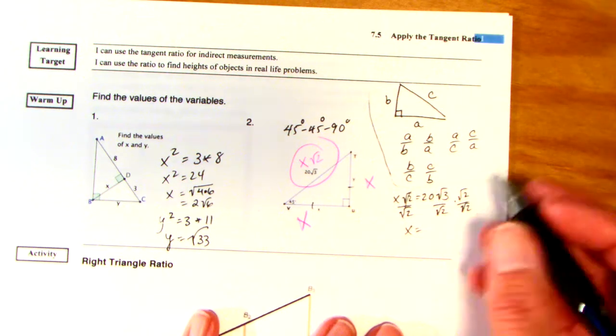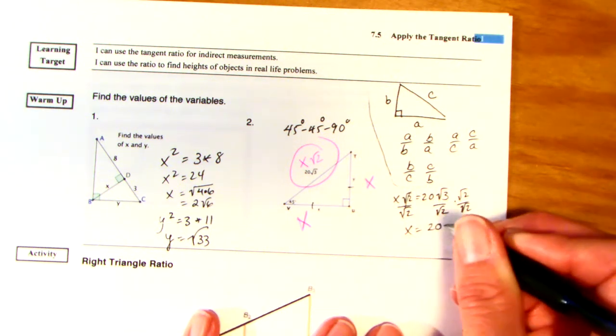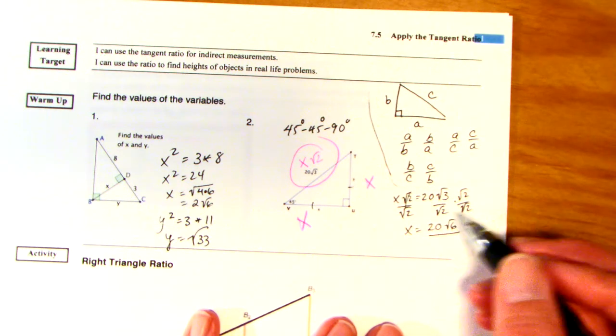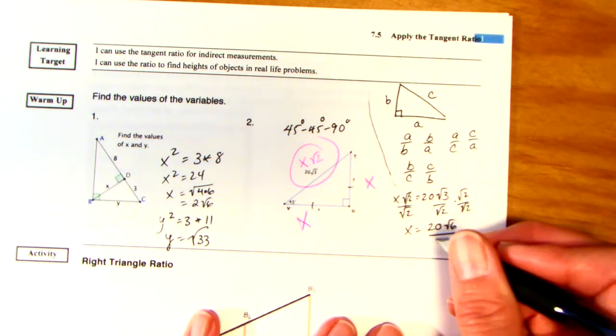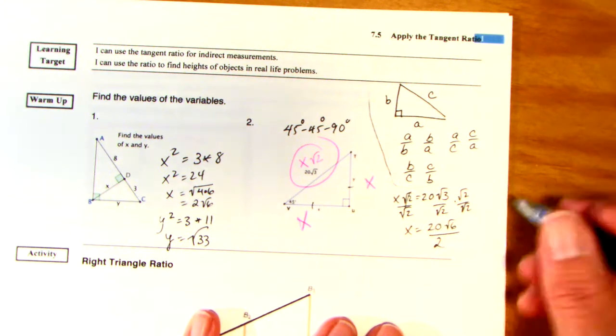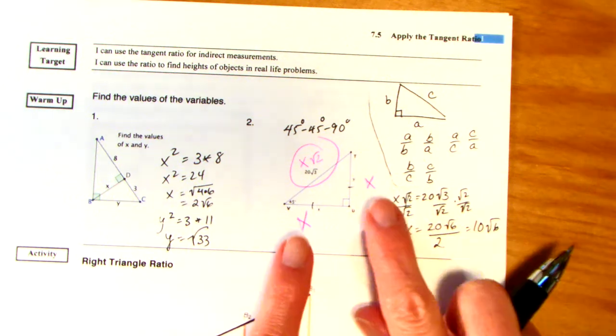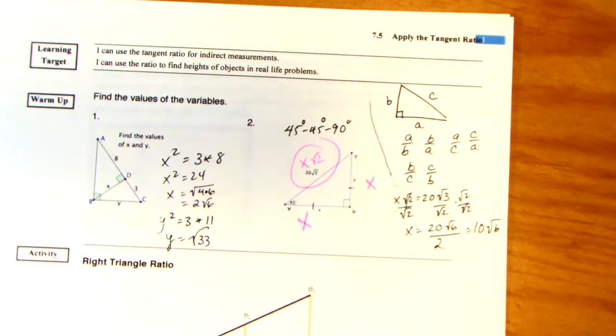So square root of 3 times square root of 2 is square root of 6. So I have 20 square root of 6 in the numerator, and then in the bottom, square root of 2 times square root of 2 is square root of 4, which is 2. And then of course the 2 and 20 reduce. I'll give you 10 times the square root of 6. So there's the answer for both of these x's. All right, here we go.